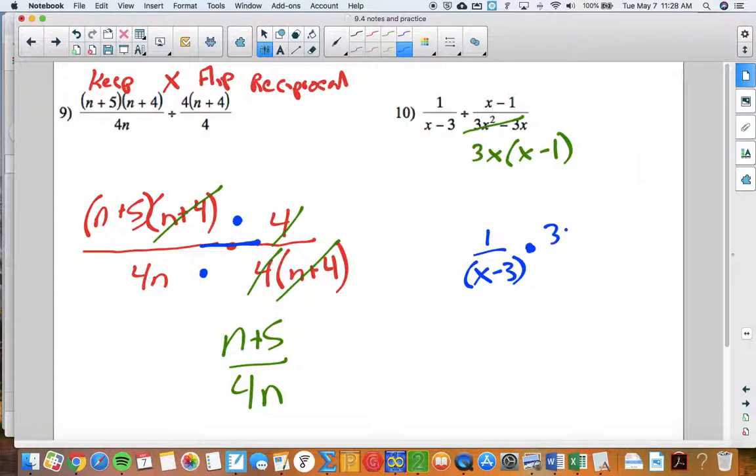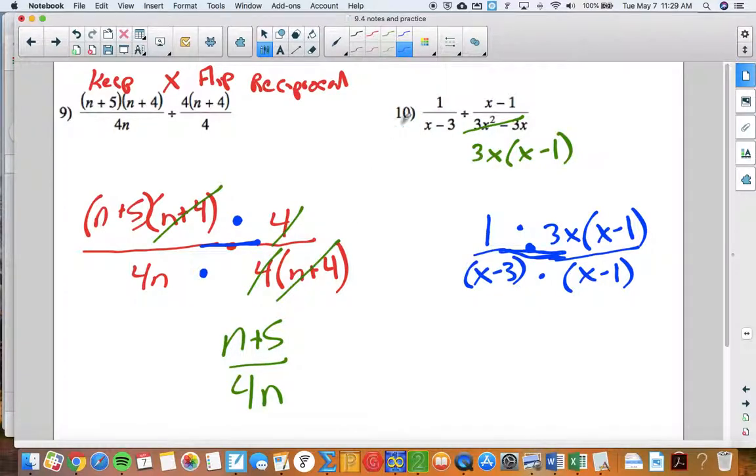So on the top, we're now going to have 3x times x minus 1. And on the bottom, we're going to have the x minus 1. And now the top is getting multiplied with the bottom. I turned this into multiplication, and we multiply straight across. So the top is just getting multiplied with the top, so it's 1 times 3x times the quantity x minus 1. And the bottom, it's the bottom times the bottom, so x minus 3 times the quantity x minus 1.